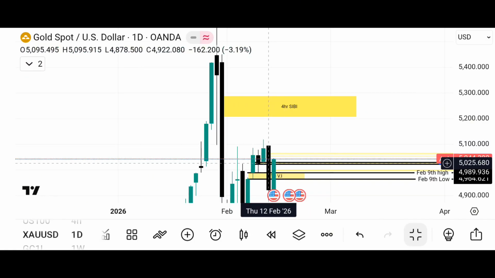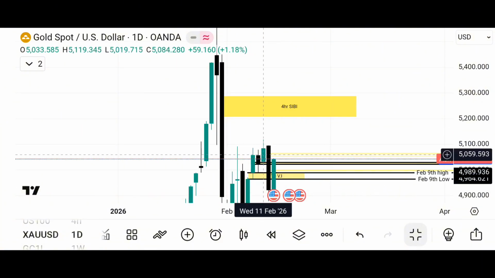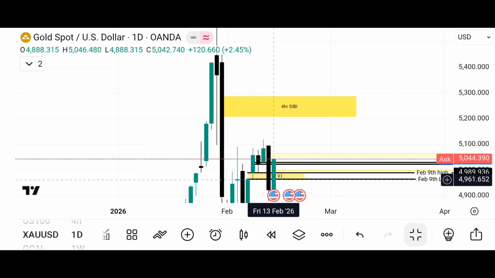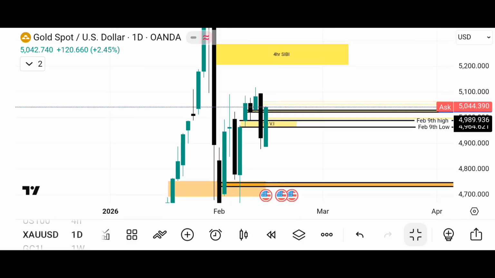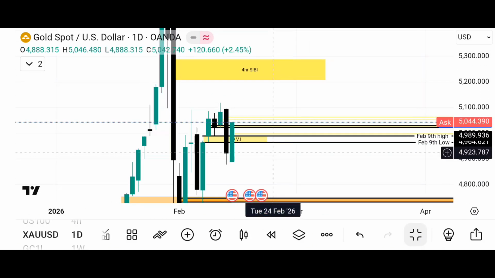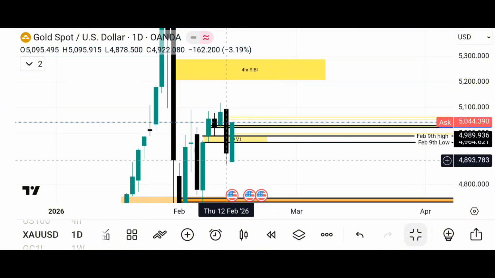So like I said, I was expecting a run up into this 4-hour CB. Okay, but on Thursday, which is the day before the CPI news. Okay, the CPI news was Friday. The day before CPI, they did this, brought price back down, and I wasn't involved in this trade. Okay, and I was like, where's price dropping down to?